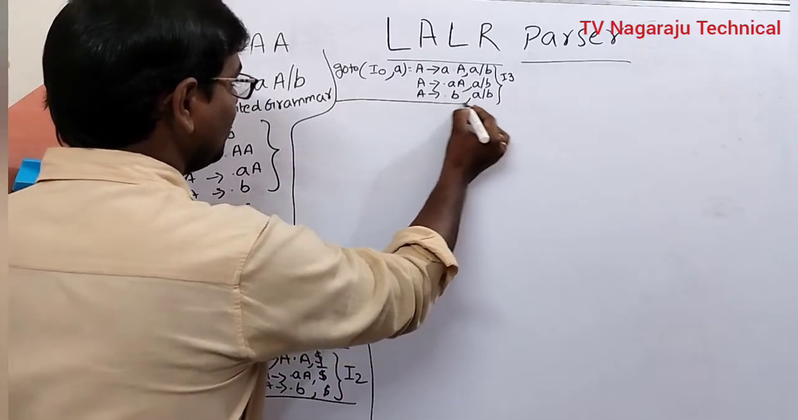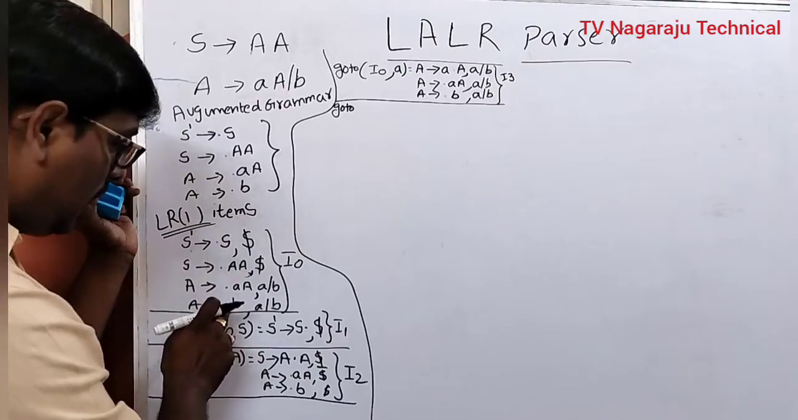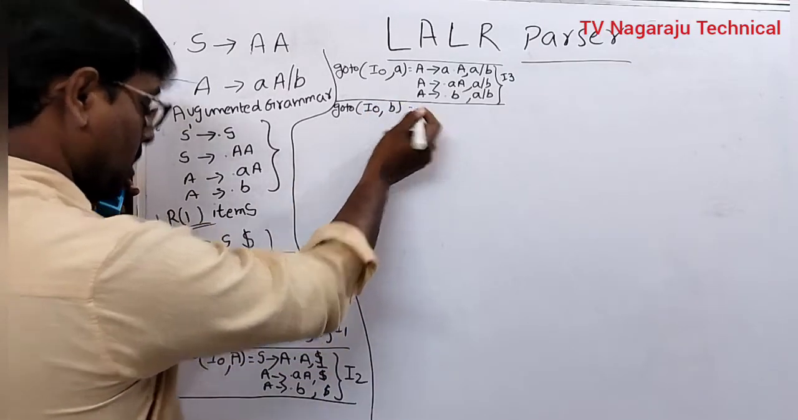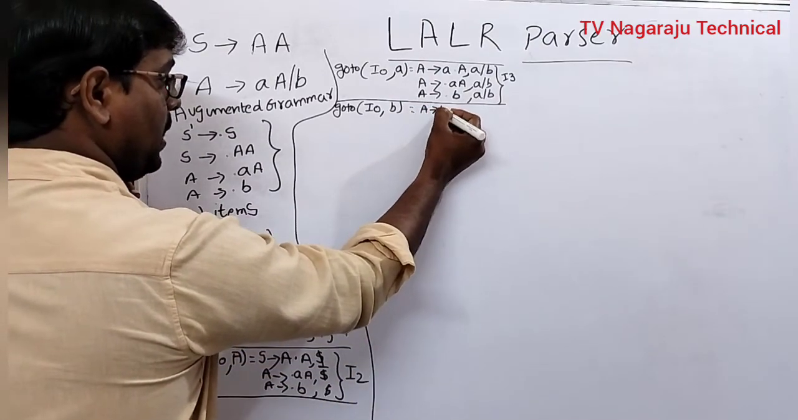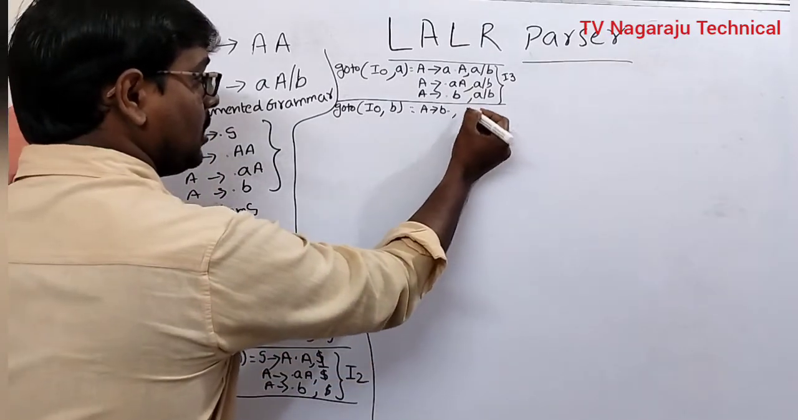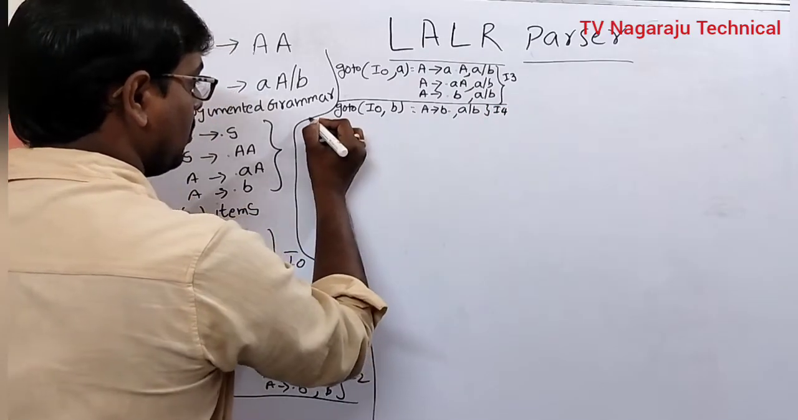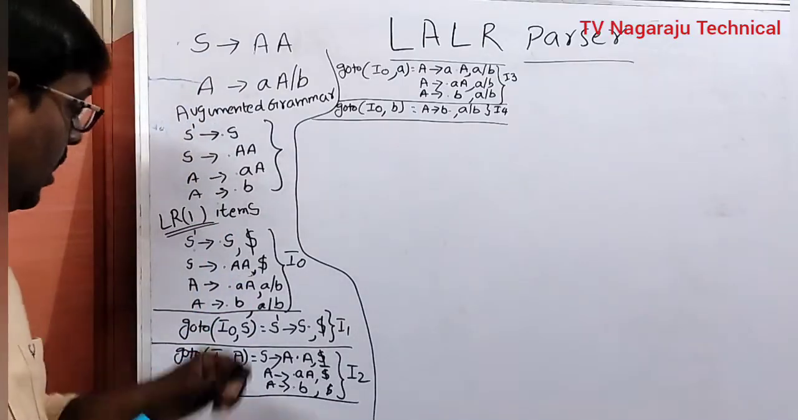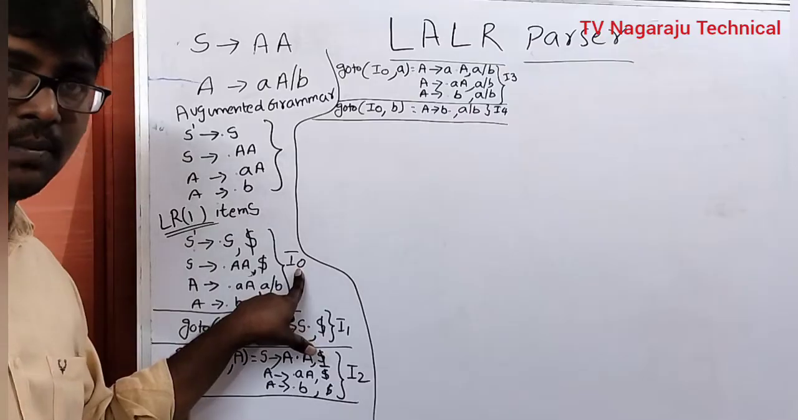Next one, go to I0 on small b. So simply the dot moves to this position: A tends to b dot, comma a by b. Assume this production is I4. So now all the terms that are present in I0 are completed.